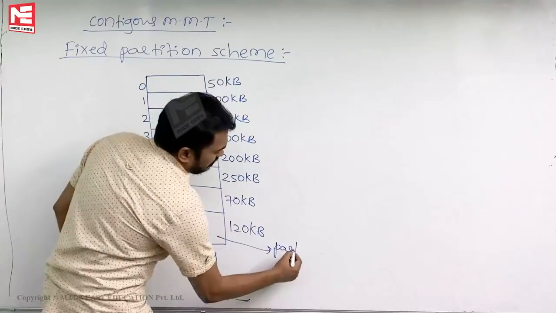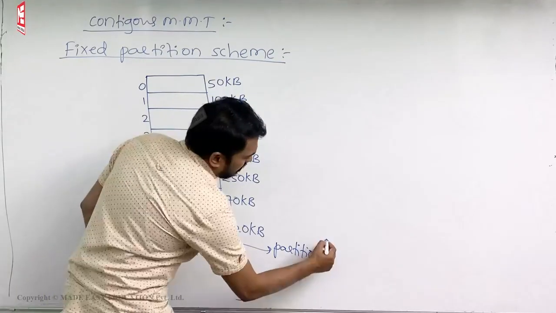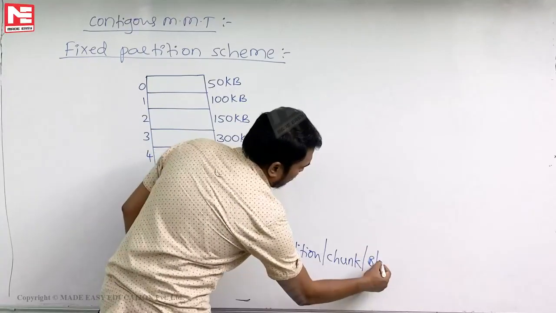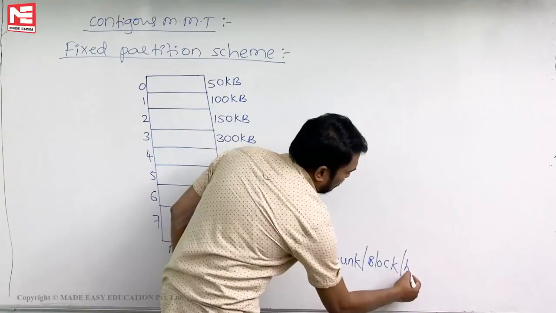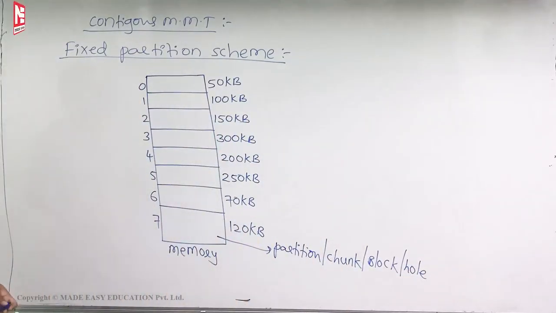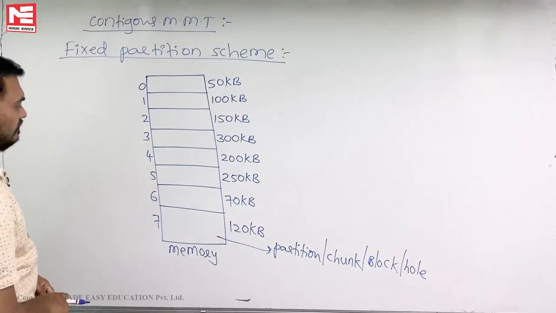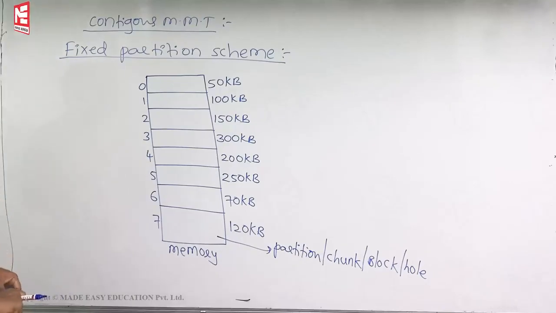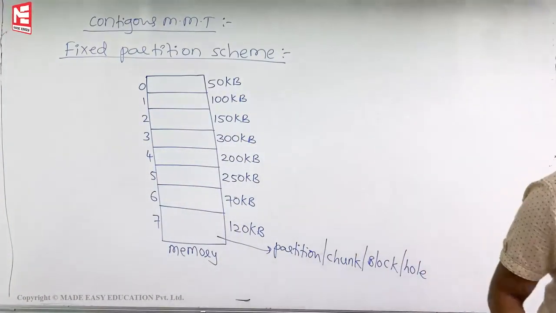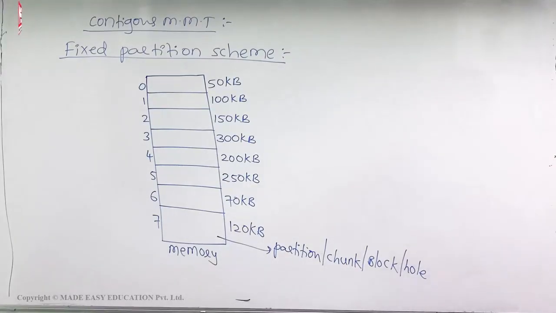Just copy this, and these are called what? This is called a partition, or sometimes a chunk, or a block, or sometimes a hole. Different textbooks follow different names, but the meaning of all of them is the same. Please copy all this. I'll explain all that and make the proper notes, don't worry. So make a proper copy first.